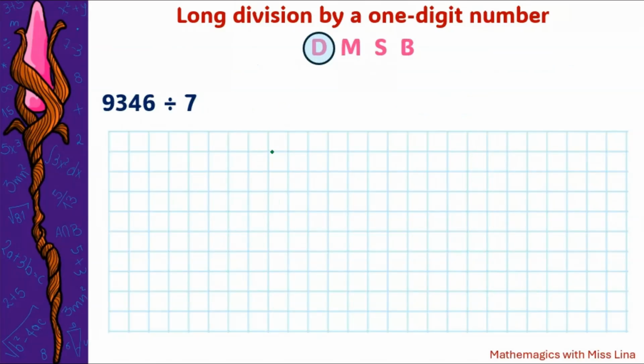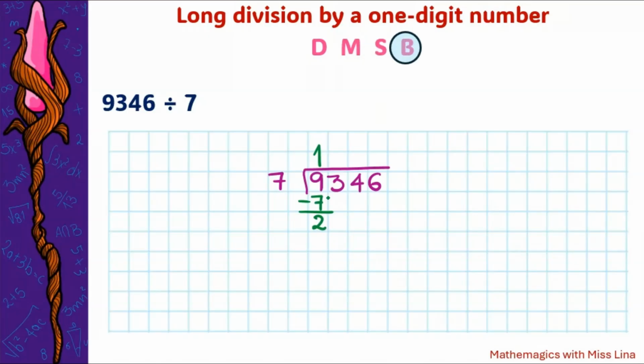Let's see an example where we are going to get a leftover. That is 9,346 divided by 7. So first thing, division. 9 divided by 7 is 1. Multiplication, 7 times 1 is 7. Subtraction, 2. Bring down the 3.